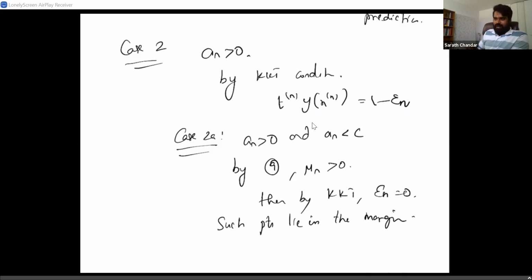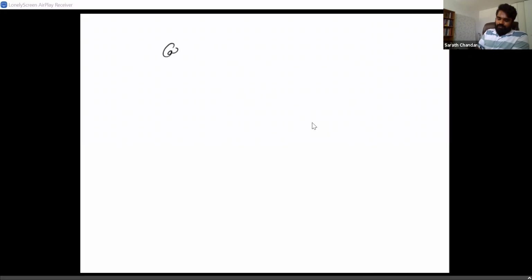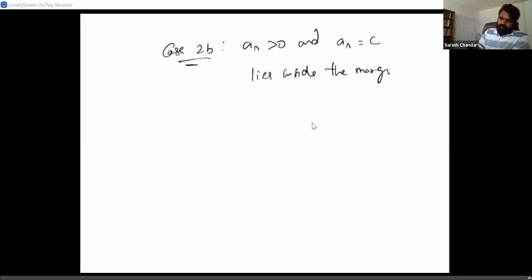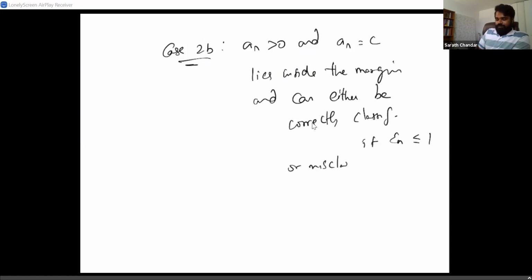Okay, and now there is a final case, the second part of case 2, which is an is greater than 0 and an is exactly equal to C. Now this point lies inside the margin, and can either be correctly classified if epsilon n is less than or equal to 1, or misclassified if epsilon n is greater than 1, depending on what your epsilon n is.